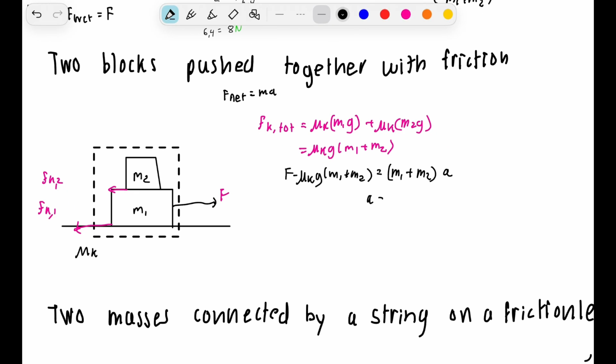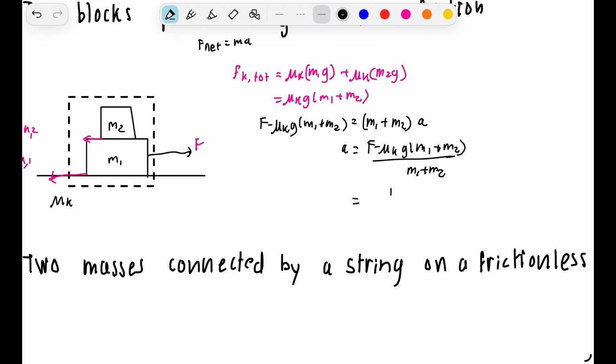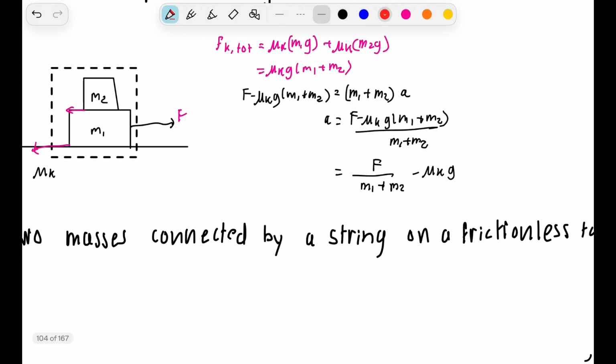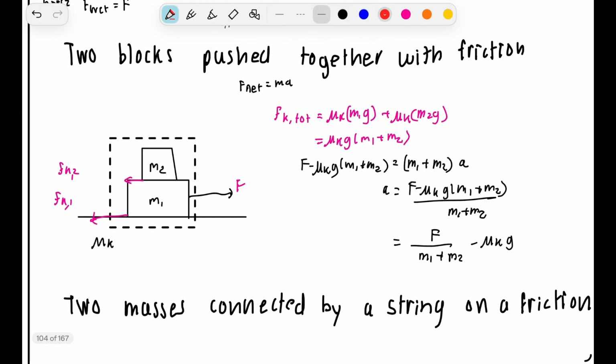So acceleration is equal to F minus mu k times g, m1 plus m2, all divided by m1 plus m2. So that's your final formula for acceleration. You could also just write this as F over m1 plus m2 minus mu k times g, because you can write that as just 1. Now, our applied force is going to move both of the blocks, while the friction from both of the blocks is going to resist the motion.